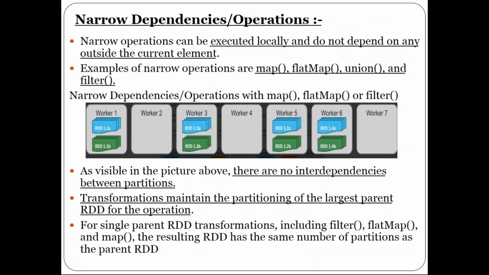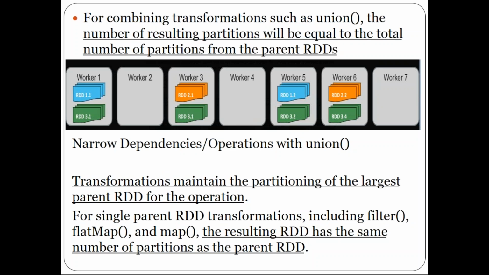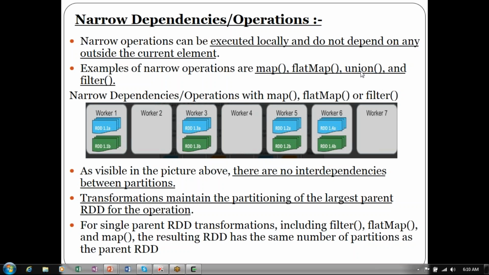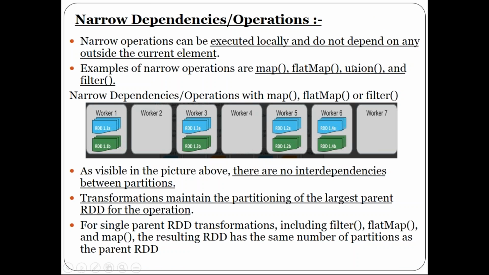Is everybody clear with this one? Narrow dependency operations with union versus map, flat map, filter. Any questions, let me know. I can explain once again. Everybody happy? Any questions, let me know.